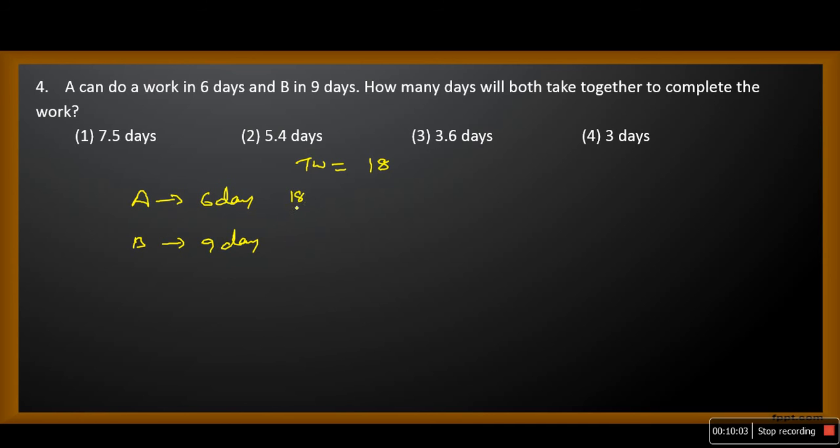So total work is 18. To do 18 units, A is taking 6 days. So per day A will do how many units? 18 by 6, that equals 3 units per day.